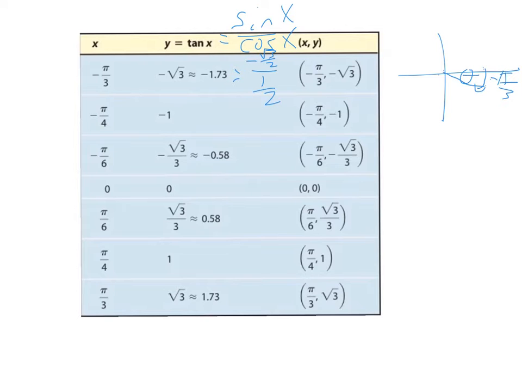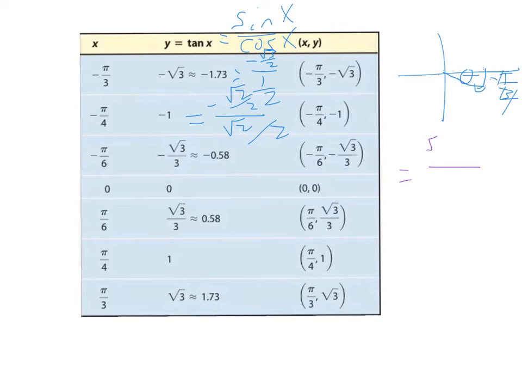For negative pi over 4, that's whenever you go pi over 4 in the negative direction. The sine value would be negative, so it would be negative square root of 2 over 2. Remember, we get these values from the unit circle, and the cosine would be positive square root of 2 over 2.